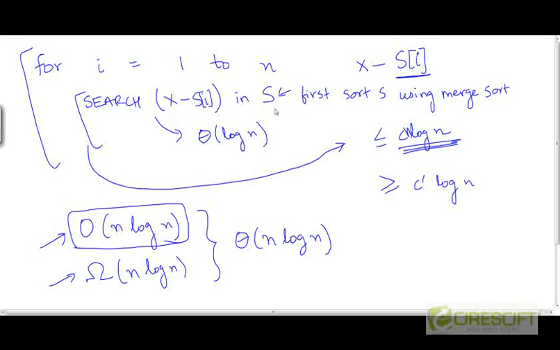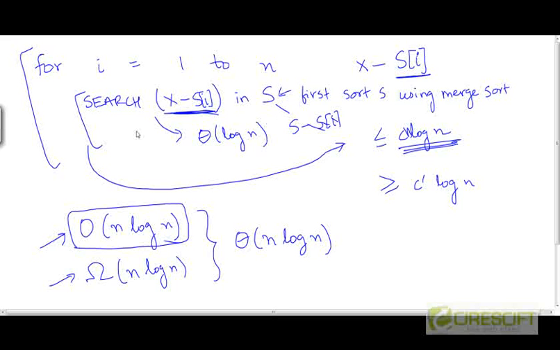And by the way, one small note here: your search needs to ensure that you're not checking s of I itself. So strictly speaking, this search should be in S minus the element s of I, because you don't want to pick the same element twice. Excluding s of I, you're trying to search for this value in the other elements of S, because one of the values has been fixed to be s of I. The other value should come from the remaining n minus 1 elements.